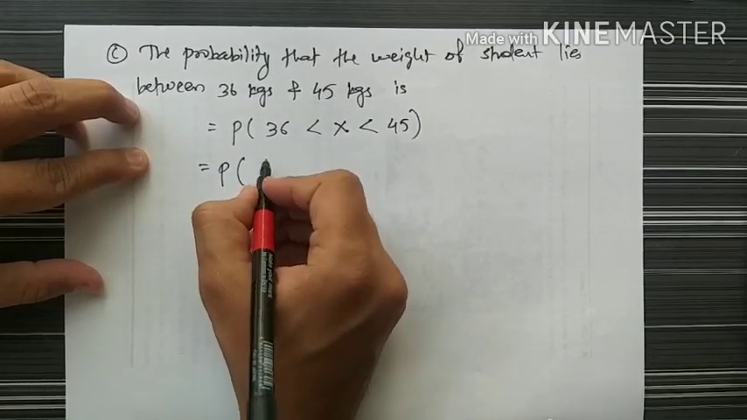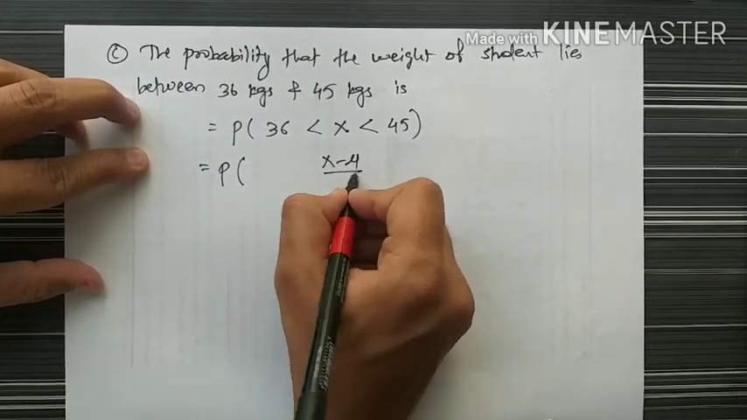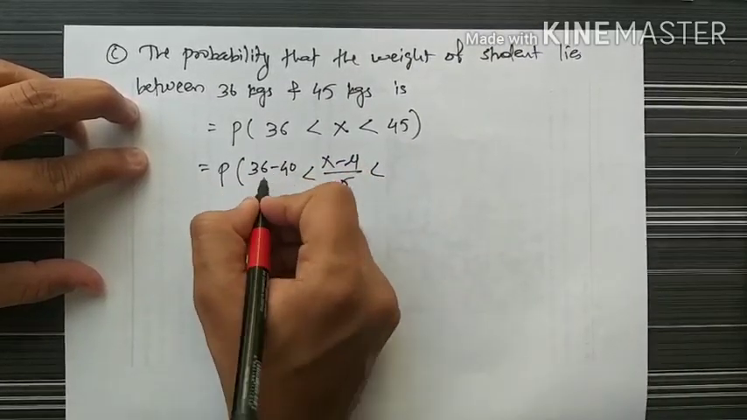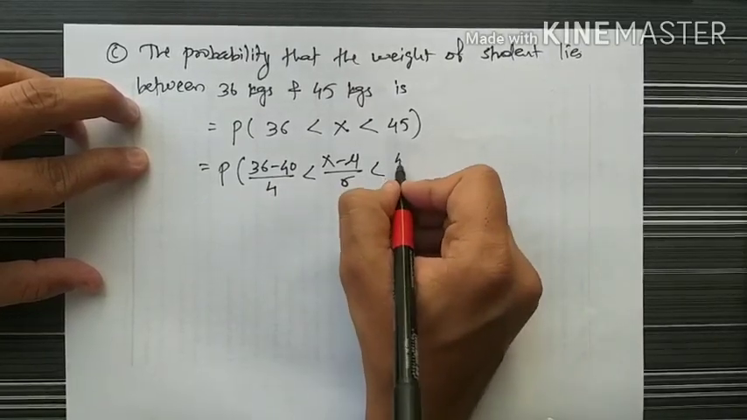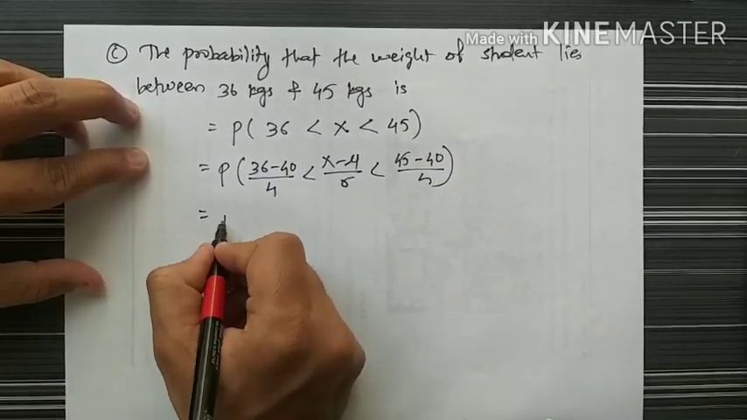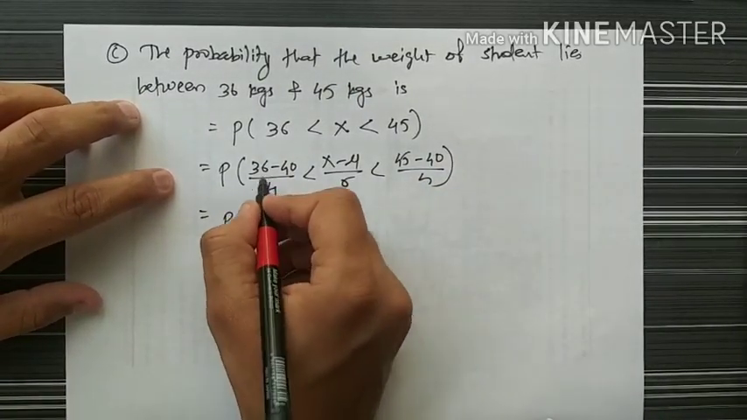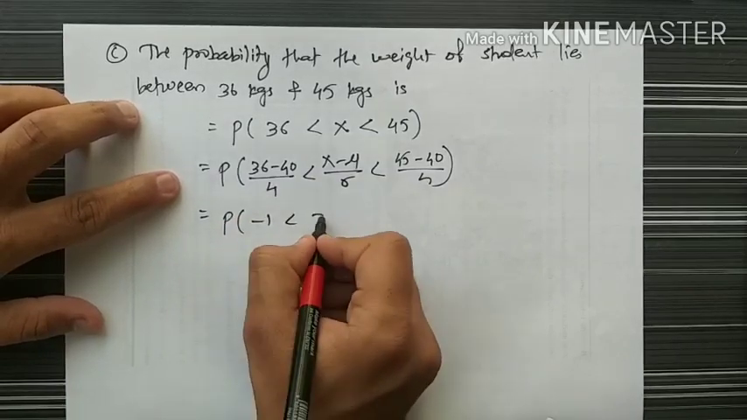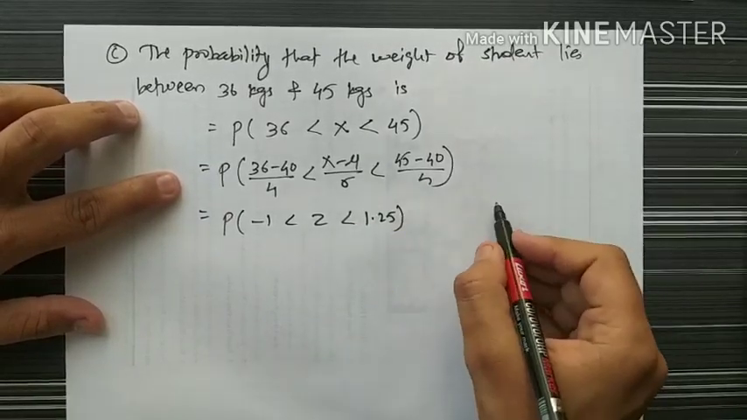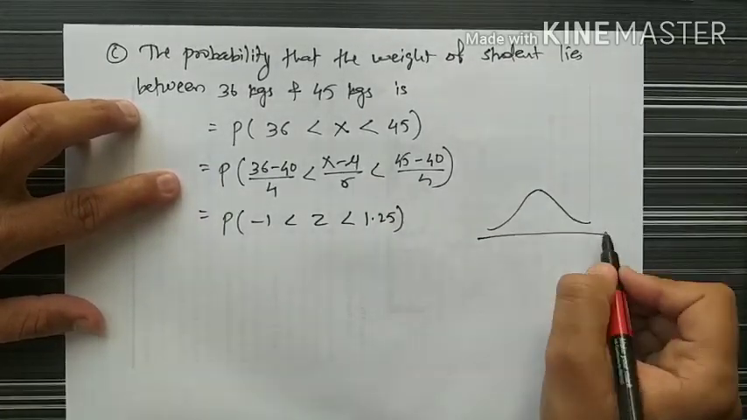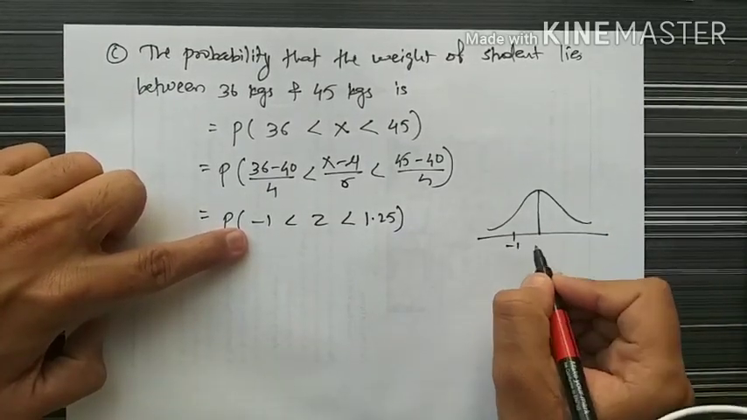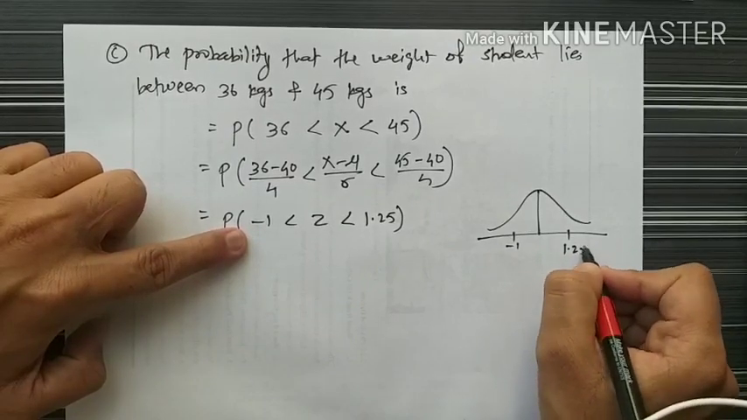As usual, by using the Z transformation, we transform X to Z and find the corresponding cutoff values. The probability of (X minus mu) upon sigma: 36 minus 40 divided by 4 is minus 1, and 45 minus 40 divided by 4 is 1.25. So minus 1 is less than Z less than 1.25. In the standard normal probability graph, the area is from minus 1 to 1.25.